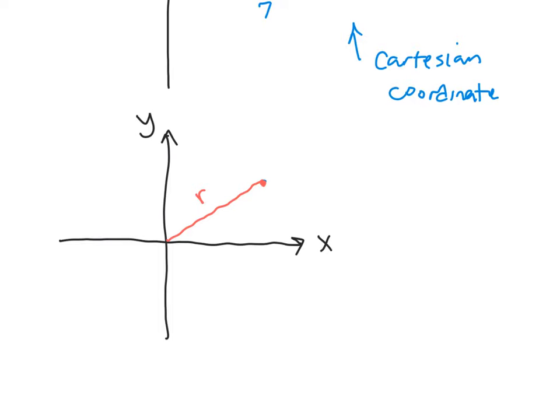And then I'm going to give this point a second coordinate based on its direction, based on what direction it is from the origin. And the way I'm going to measure that direction is by measuring the counterclockwise angle from the positive x-axis to the ray that takes me to that point. And I'm going to call that angle measure theta. And the coordinates of this point are going to be r, theta. And these are called the polar coordinates.